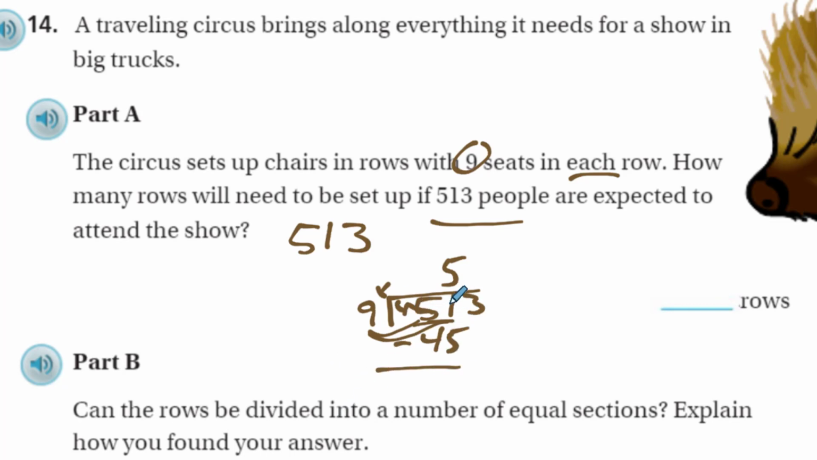Take my 4, give my 1, of course 11 minus 5 equals 6. Now I bring down, not bring in, but bring down. Bring it on down. Okay, 63. So 9 will divide into 63 exactly 7 times. Don't even have to subtract now because we know that's going to be 0. So how many rows? 57 rows.